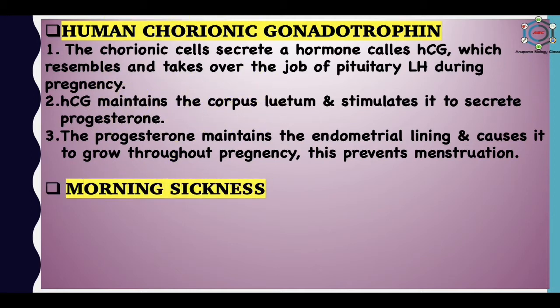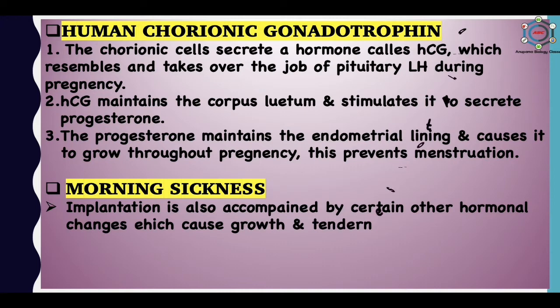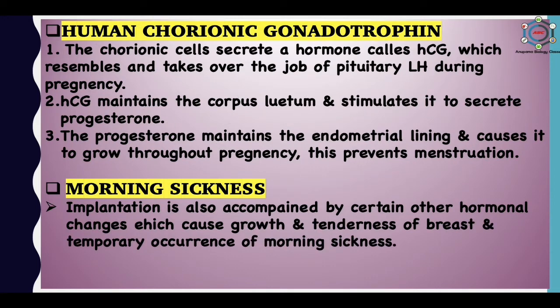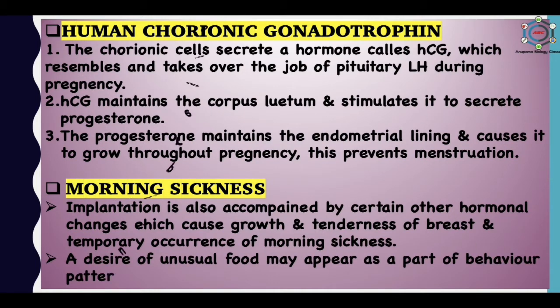Now, what is morning sickness in case of pregnancy? Implantation is also accompanied by certain other hormonal changes which cause growth and tenderness of the breast and temporary occurrence of morning sickness. Here, a desire for unusual food may appear as part of the behavioral pattern of pregnancy, and a pregnancy test, a urine or blood test, confirms the conception by showing a small amount of HCG. So, presence of HCG in the urine confirms whether the lady is pregnant or not.